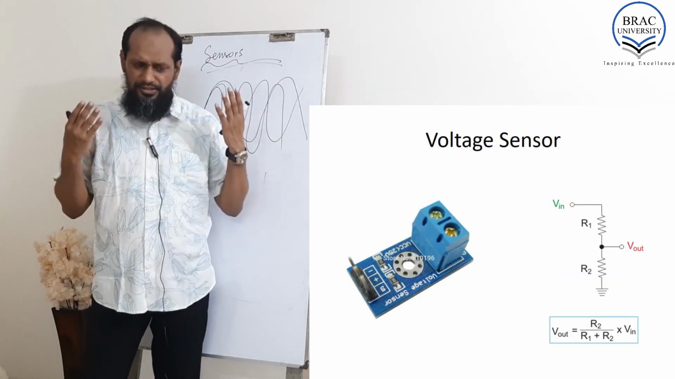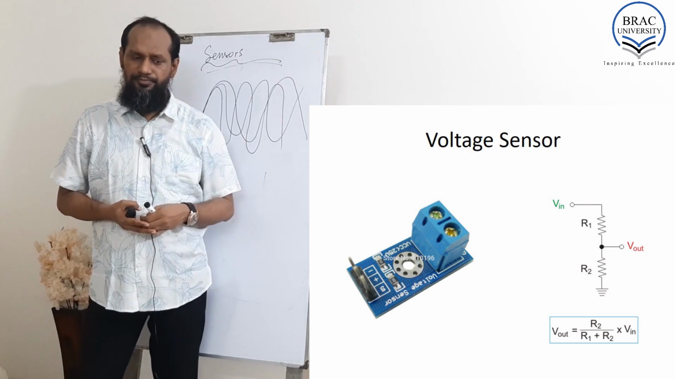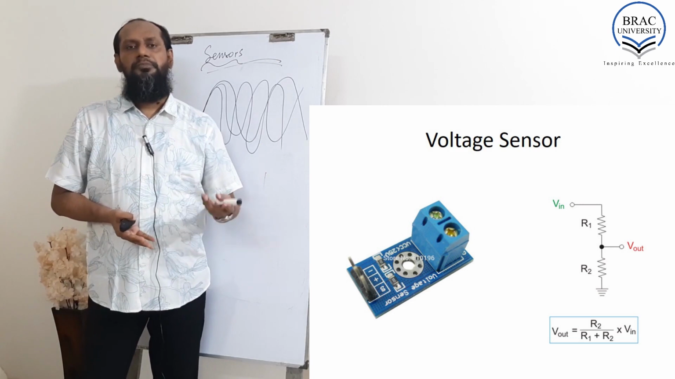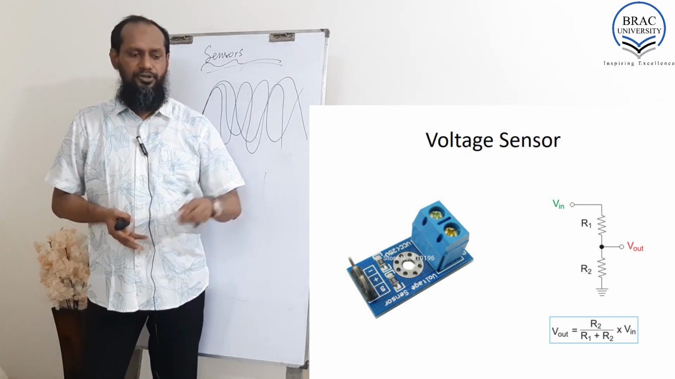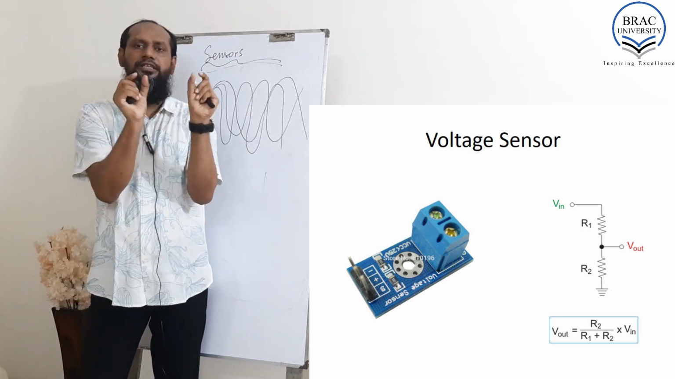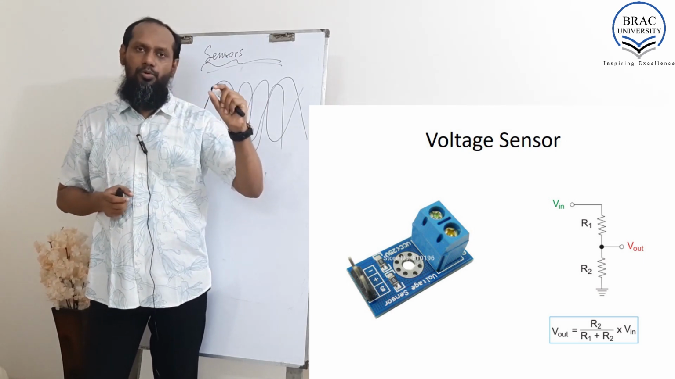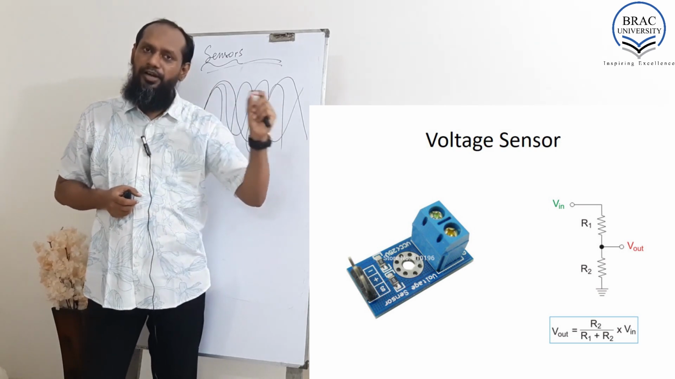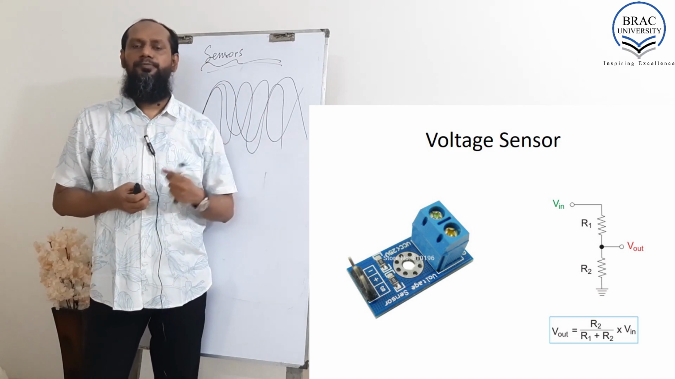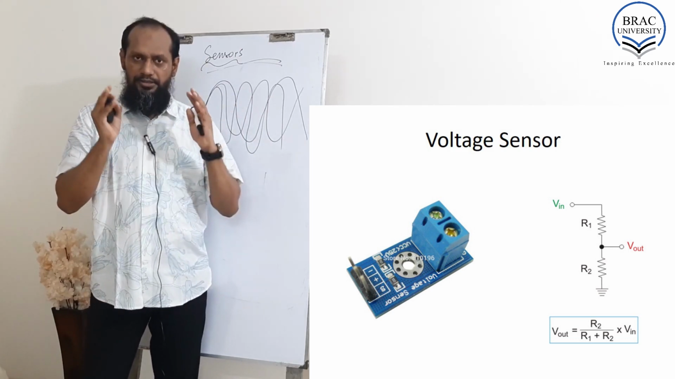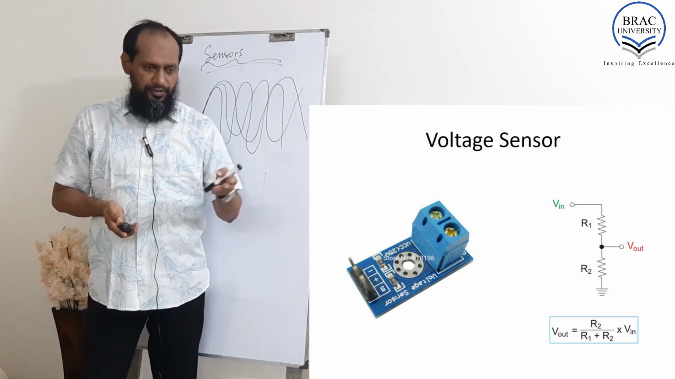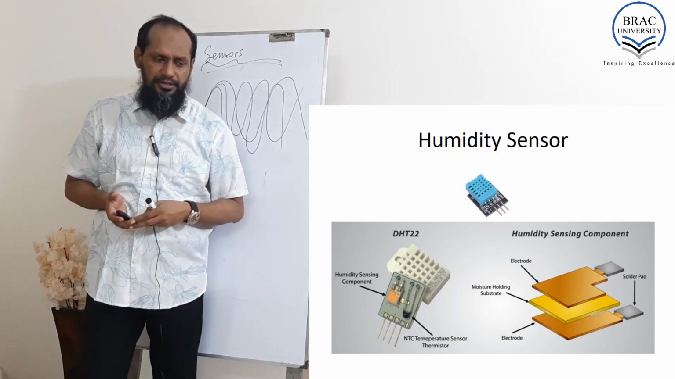Now voltage, this is a very, very simple sensor. You can see there are two resistors. By using the voltage divider rule, we can sense the difference of voltage. So you just need to select two resistors; what is the rating of resistor 1 and what will be resistor 2 depends on your input voltage, that means the voltage that you can use with your microcontroller. Very simple sensor.